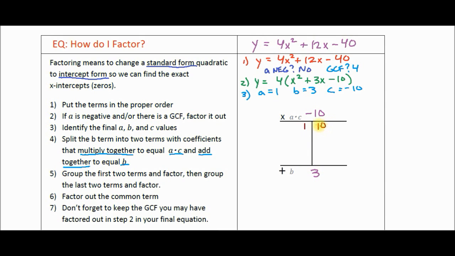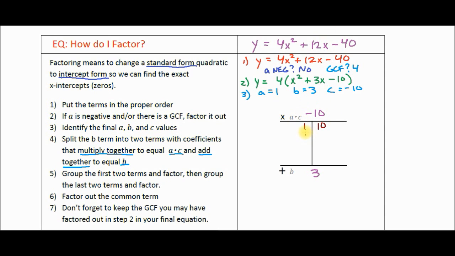1 and 10. Well, if either one of these numbers were negative, -1 times 10 is -10, or 1 times -10 is -10, so those are correct numbers. Can we add these together to get 3? Now remember, one of these terms has to be negative so that we get -10. So let's try 10 minus 1. Well, that's 9. No good. Let's try 1 minus 10. That's -9. No good. So the first 2 terms are out.